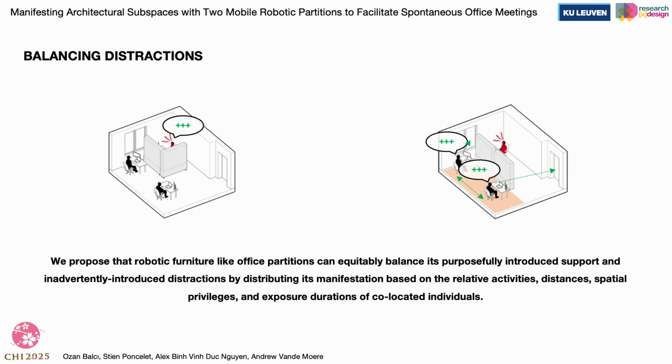Moreover, our results show that participants experience trade-offs between reducing and introducing distractions influenced by the type, location, and duration of the work activity. This suggests that the trade-off could potentially be balanced at both subspace and overall workspace level. Therefore, we propose that robotic furniture like office partitions can equitably balance its purposeful introduced support and inadvertently introduced distraction by distributing its manifestation based on the relative activities, distances, spatial privileges, and exposure durations of collocated individuals.